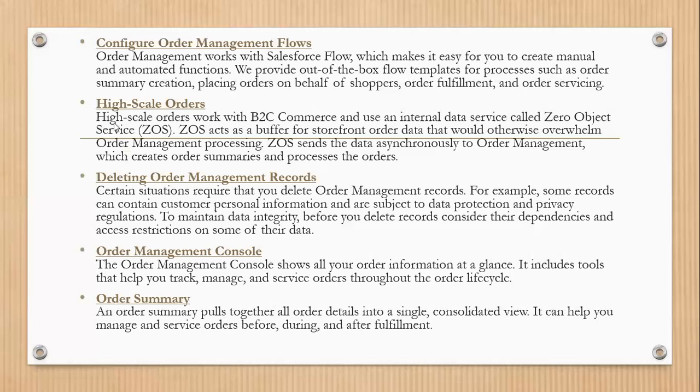High Scale Order works with B2C Commerce and uses an internal data service called Zero Object Service Source, which acts as a buffer for the storefront and order data that is authorized for Order Management processing jobs. The data is then sent to Order Management, which creates order summaries and processes the orders.